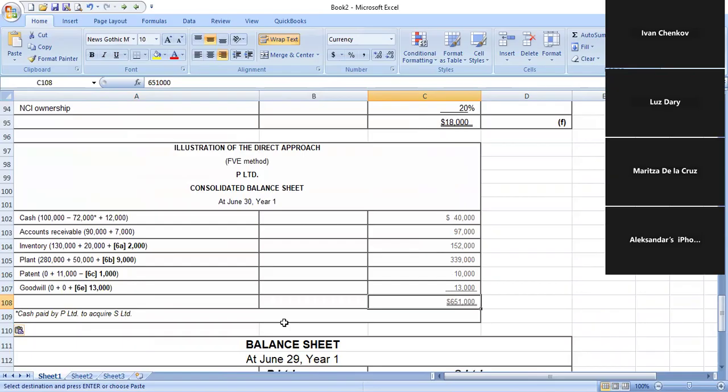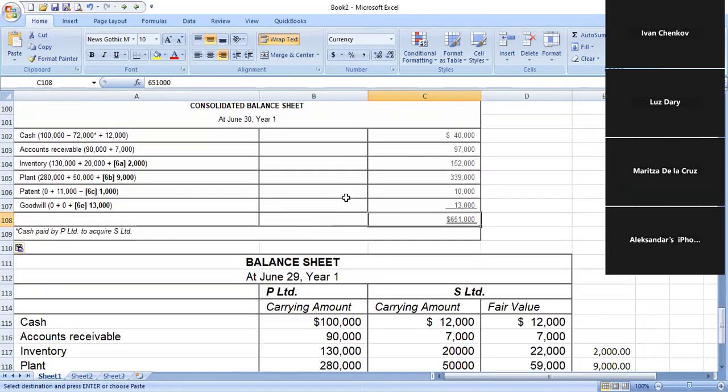Questions? No, I don't think so. No? Okay. This one is straightforward. There's nothing hidden here, as you can see. Liability, exactly the same thing. Liability and equity. So now let's go with the liability and equity.